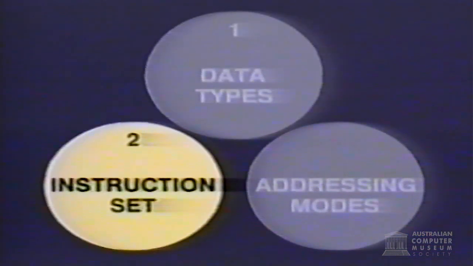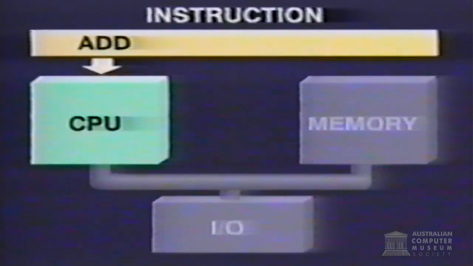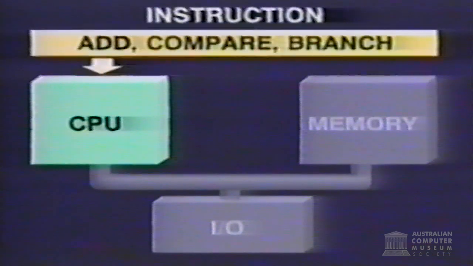In Lesson 1, we examined the types of data that can be operated on. In this lesson, we'll describe some of the instructions that direct the operation of the CPU. In general, an instruction specifies a single operation or function to be performed by the CPU, such as an add operation. Some instructions perform several operations in sequence. One instruction, for example, adds 2 operands, compares the sum to another value, and then branches based on the comparison.